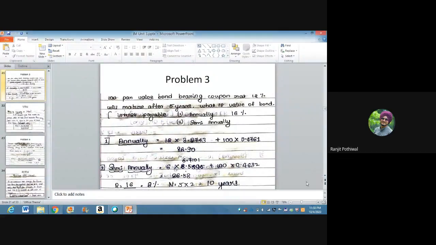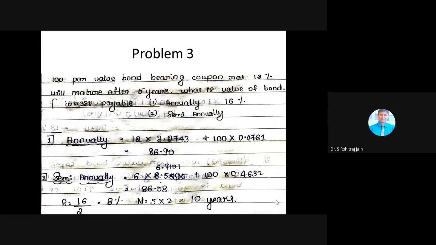Problem number 3 is in front of your screen. Explain to me. Yes, sir. The 100 par value bond bearing coupon at rate 12%. They have given the 12% coupon rate, sir. Very good. And of 100 par value, and it matures after 5 years. We have to calculate for the 5 years, sir. So what is N over there? Ranjit, what is the value of N?